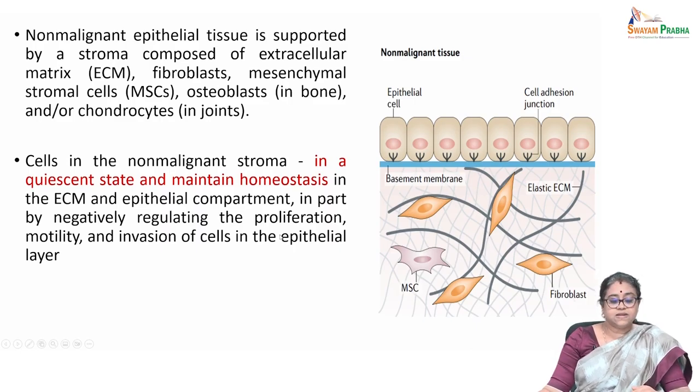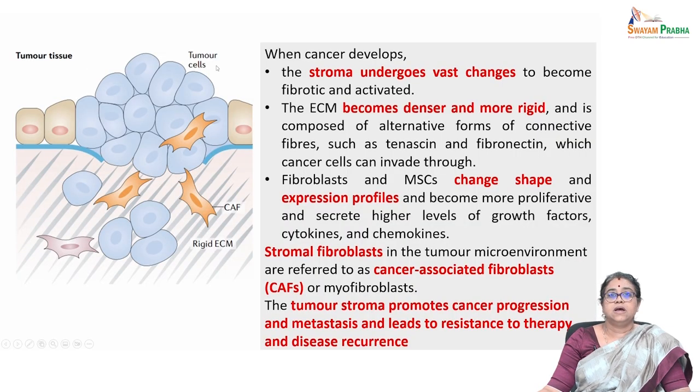So the cells in the non-malignant stroma will normally be in a quiescent state. That is, they are perfectly balanced and they have a kind of homeostasis. In the ECM, that is in the extracellular matrix, and the epithelial compartment, everything is very, very orderly, and extra proliferation or extra motility or invasion is negatively regulated. So therefore, the whole thing is under balance and control. Whereas this is what happens in a tumor situation.